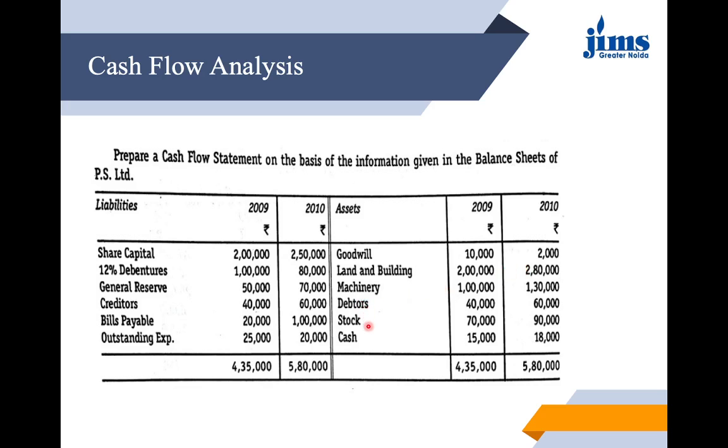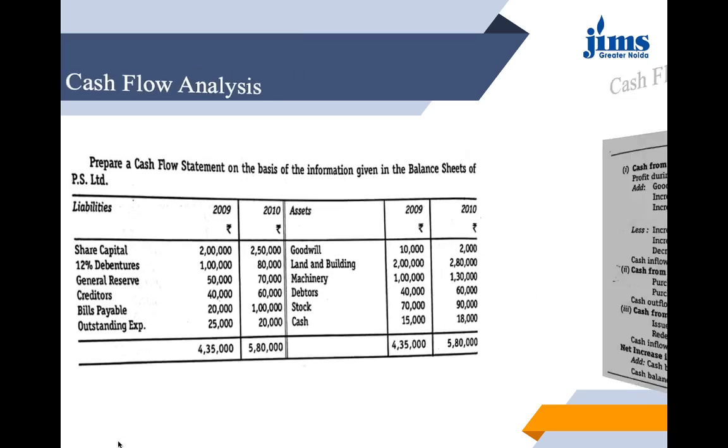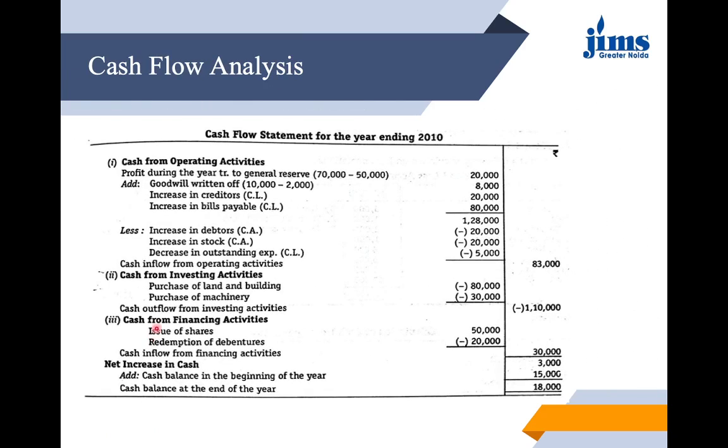We have two current assets here to be dealt with in the working capital, that is debtors and stock, and cash balances are also given to us. Let us have a look at how to draw the cash flow statement. You can see the proforma. We are putting the heading: cash flow statement for the year ending 2010.